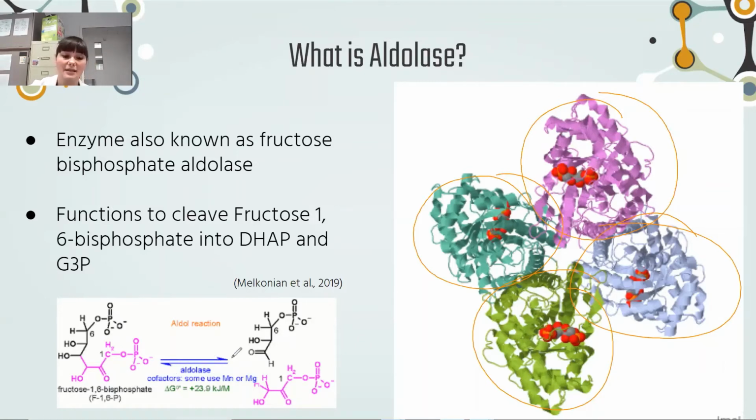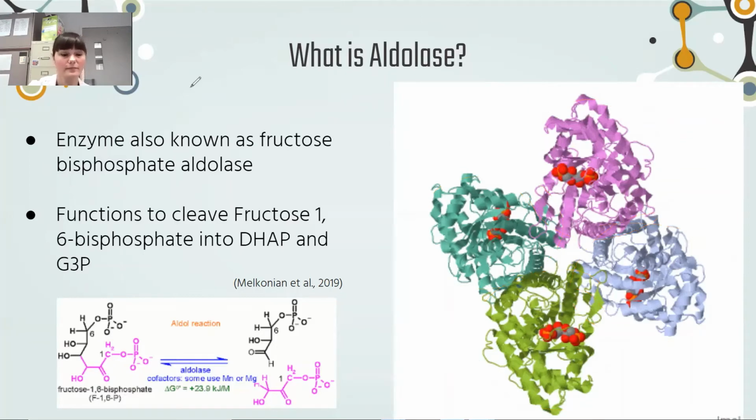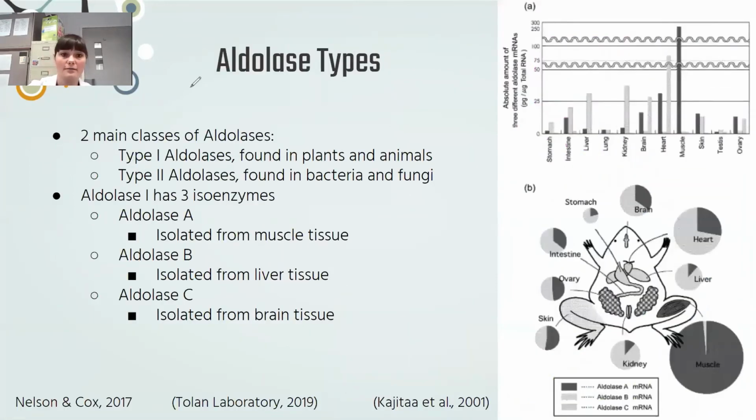So here is a zoomed in representation of that particular step in glycolysis. There are multiple types of aldolase that exist. There are 2 main classes though. Type 1 aldolases, which are going to be found in plants and animals. And there's type 2, which are found in bacteria and fungi as well. But aldolase 1, the one that we're going to discuss, has some isoenzymes. We have aldolase A, B, and C.